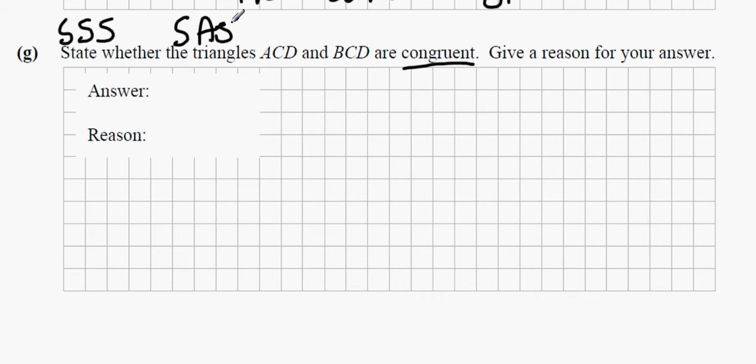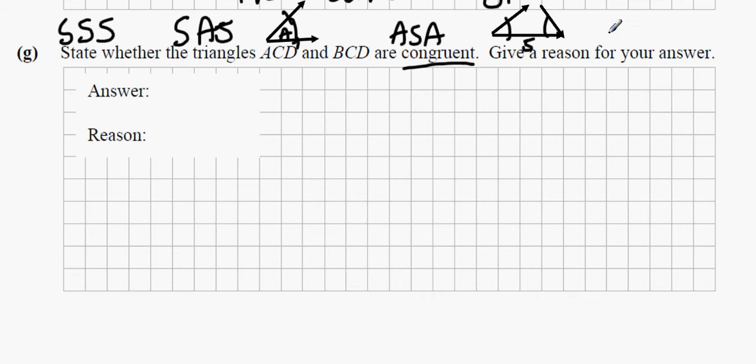Now remember what side angle side means. Side angle side means you get two sides that are the same length, and the angle in between them is the same. You can use angle side angle, and angle side angle basically means you need to prove two angles are the same and the side in between them is the same. So you need to prove that these two angles are the same as the ones in the other triangle, and you need to have the side in between them as the same.